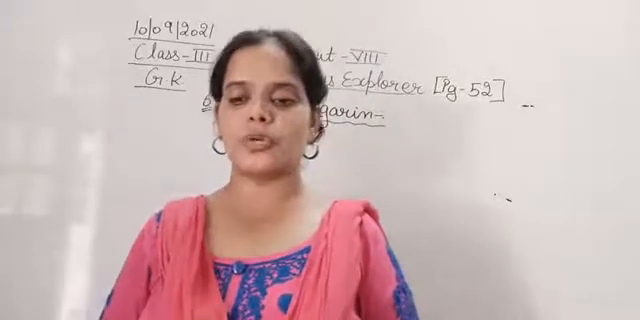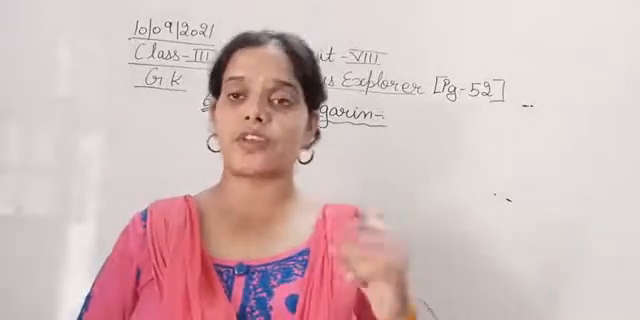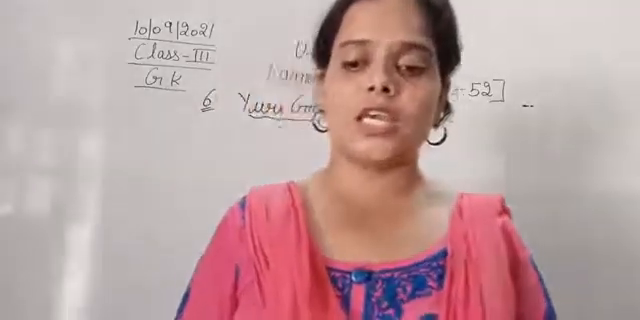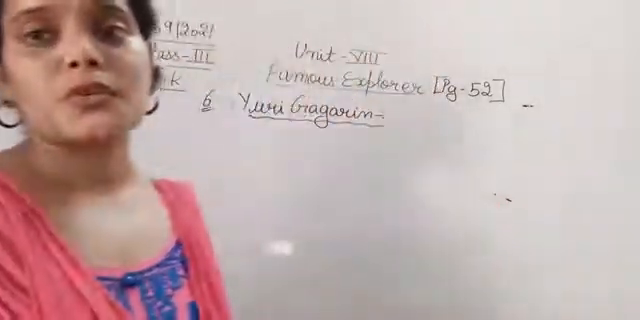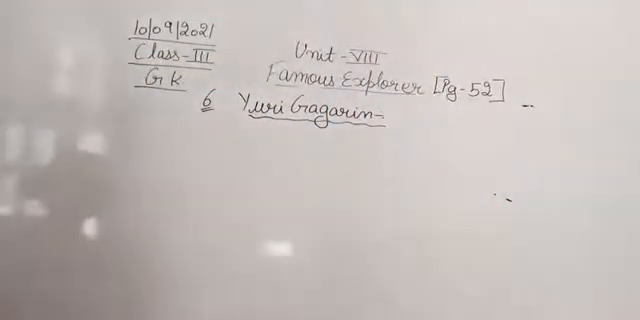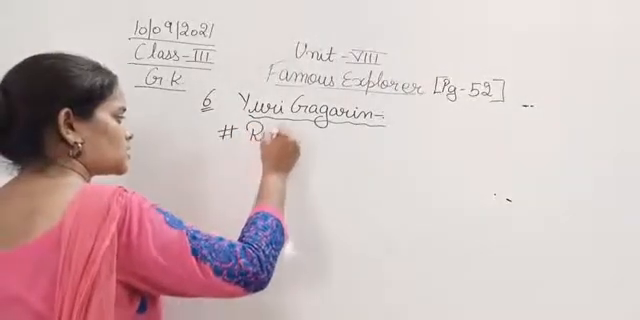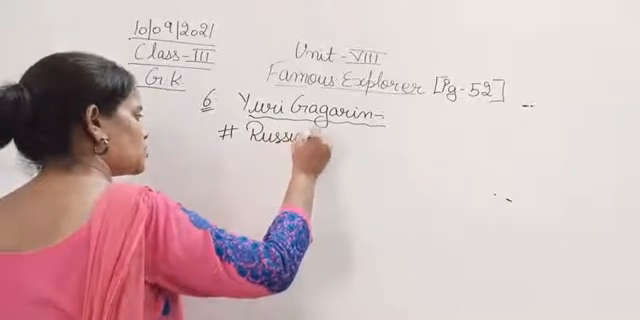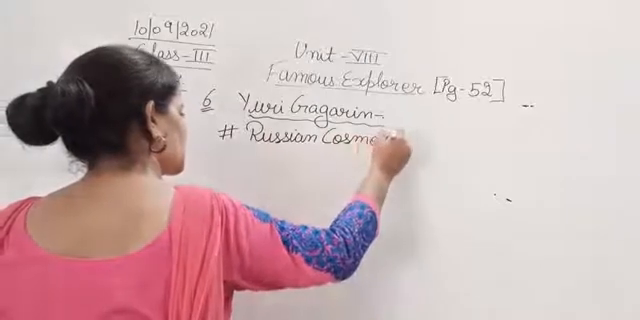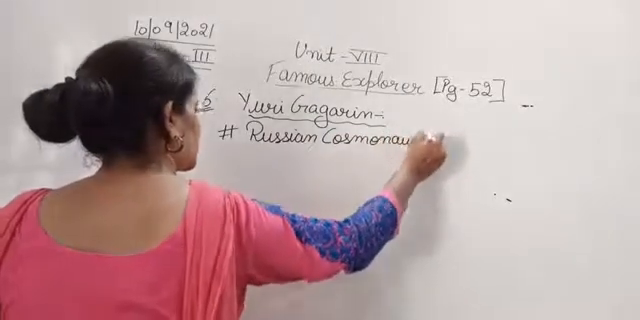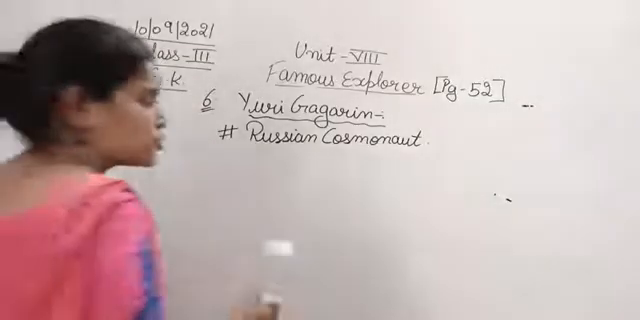Okay, so who is Yuri Gagarin? Okay, he was the first person to go into space. He was a Russian cosmonaut, and he went into space in the year 1961. Clear? So who is Yuri Gagarin? Okay, he was a Russian cosmonaut. Other than that, he was the first person to travel to space.